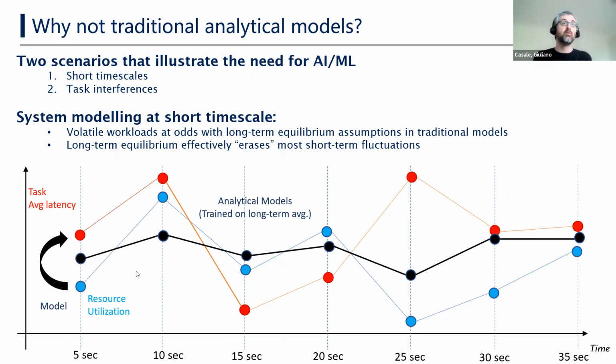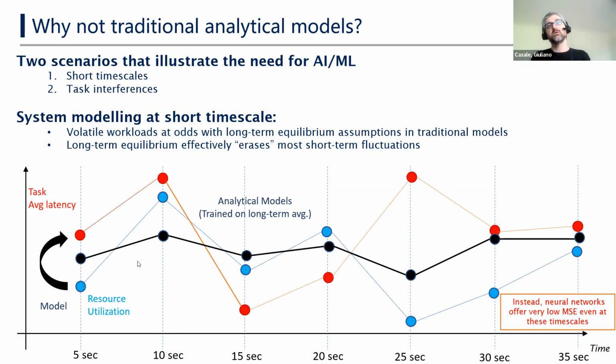They tend to smooth fluctuations because they have been derived analytically, taking long-term equilibrium assumptions that are not meant to capture these fluctuations at short time scales, and therefore they tend to be fairly inaccurate and unable to follow the continuous variations that you see in the data for latency, utilization, and so forth.